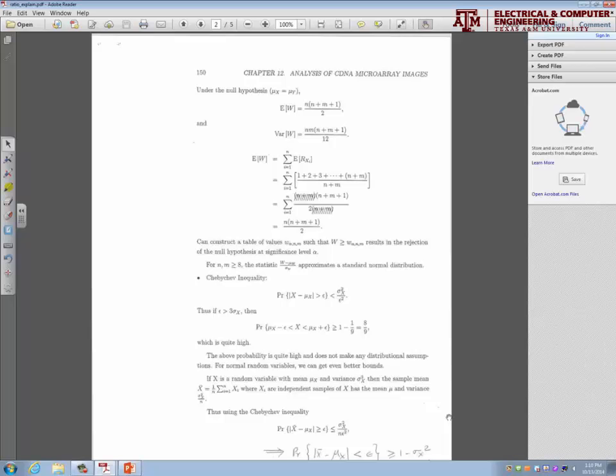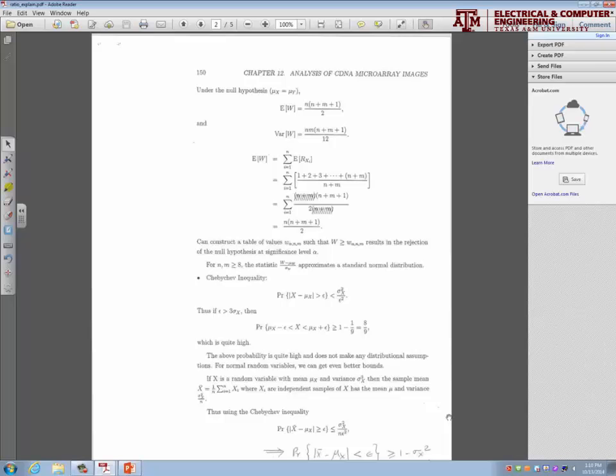So the test will be the following. You will calculate the rank sum statistic from your data. If the value that you calculate exceeds whatever value is given in that table for that level of confidence alpha, for the sample sizes n and m, then you're going to reject the null hypothesis. Then you're going to say that the two don't have equal means. If it doesn't exceed, then you cannot reject the null hypothesis, right?